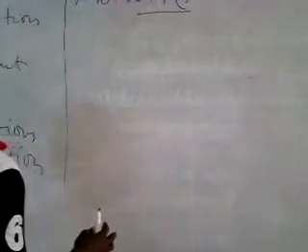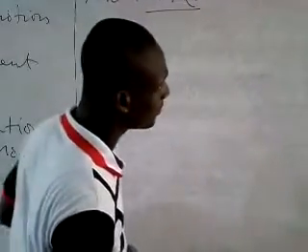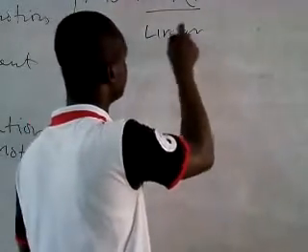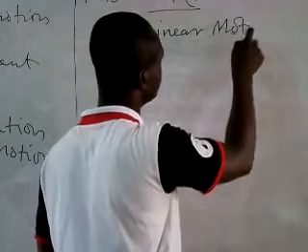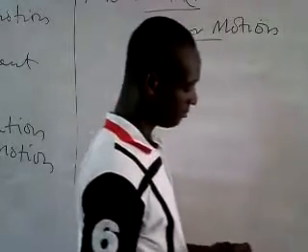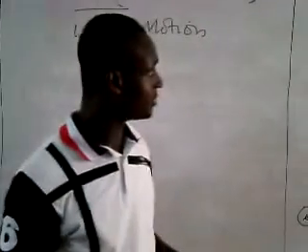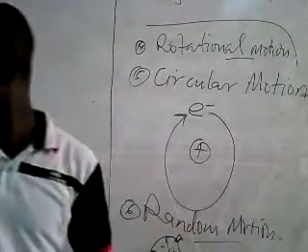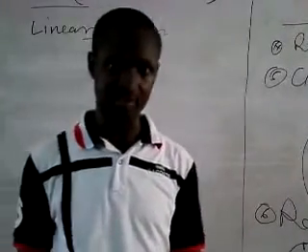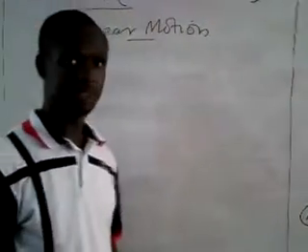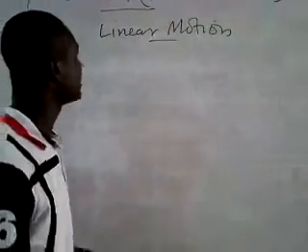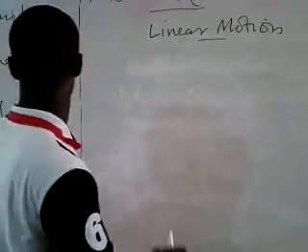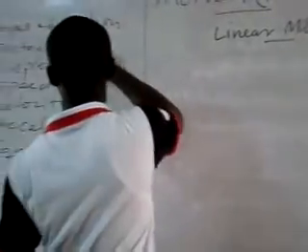Now we have discussed some types of motion. We are going to look at linear motion in a bit of detail for now. We shall suspend circular motion, projectile motion, and rotational motion. We shall treat these in detail in our subsequent videos. Now let's talk about linear motion, that's motion along a straight line. And under linear motion, we are going to discuss distance.